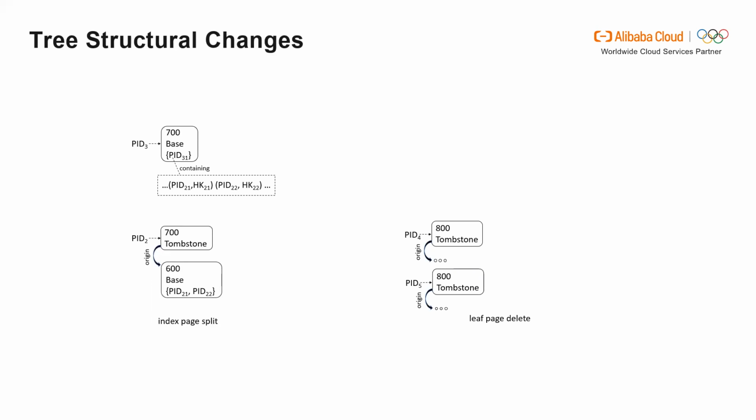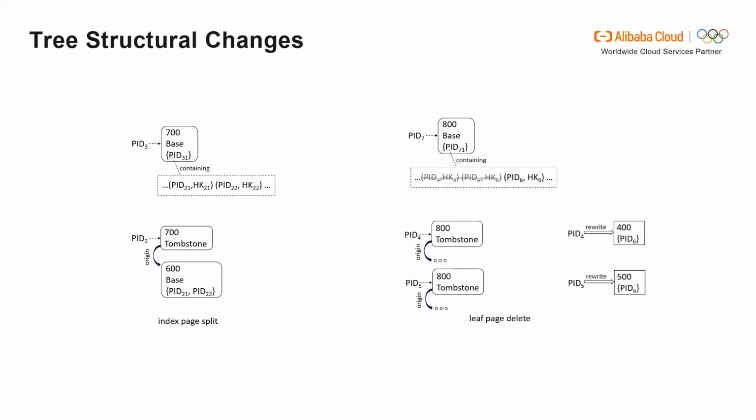Then the parent page PID 7 is rewritten as PID 71 to remove the index terms PID 4, high key 4, and PID 5, high key 5. PID 6 is a next index term in the parent. We need to create a page rewrite entry for both PID 4 and PID 5, which are conceptually related to PID 6. In this way, new delta pages targeting PID 4 or PID 5 can be properly redistributed.